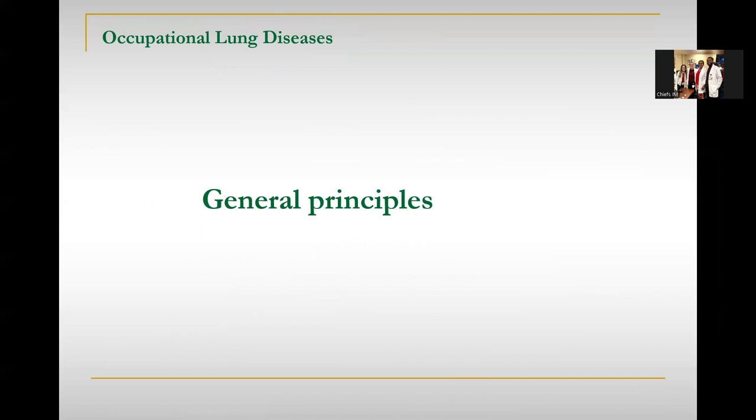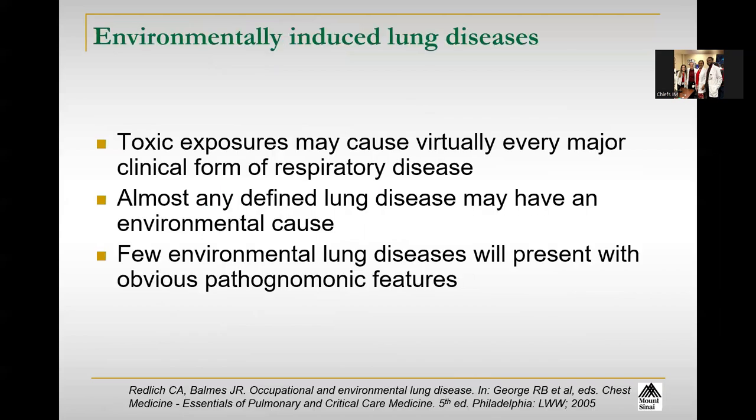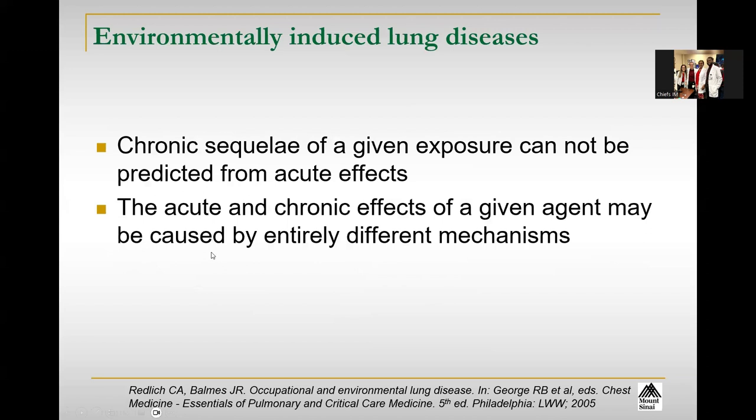I want to just review some general overarching principles for occupational and environmentally induced lung diseases. Toxic exposure may cause virtually every major clinical form of respiratory disease, so almost any defined lung disease may have an environmental cause. Few environmental lung diseases will present with obvious pathognomonic features, and I'll review some of those diseases that have idiosyncratic features, but the others do not differ from their non-environmentally determined counterparts.